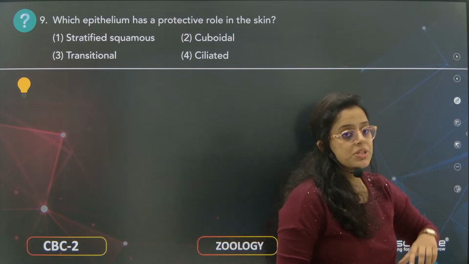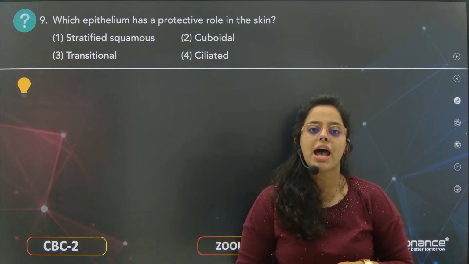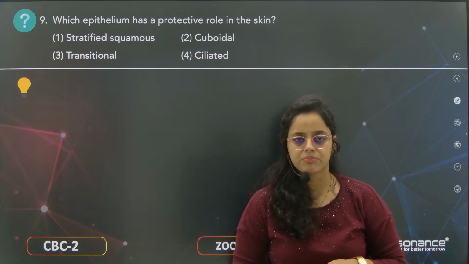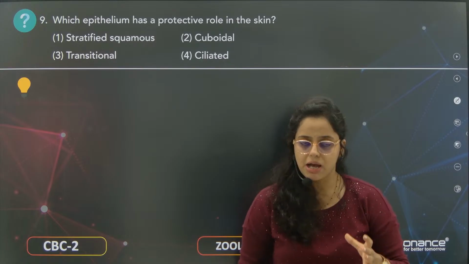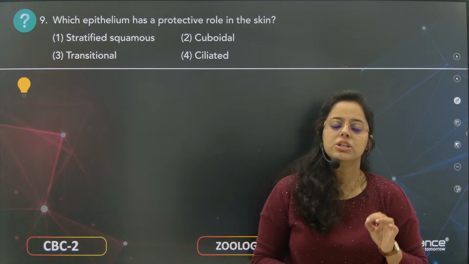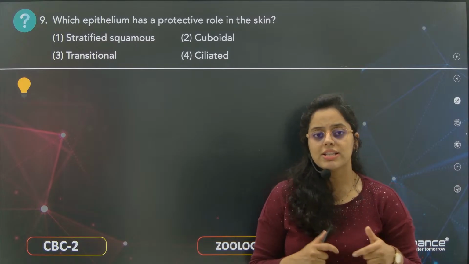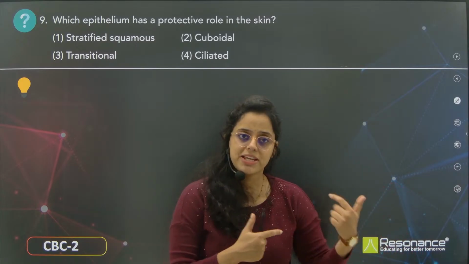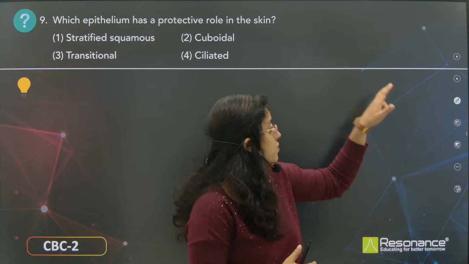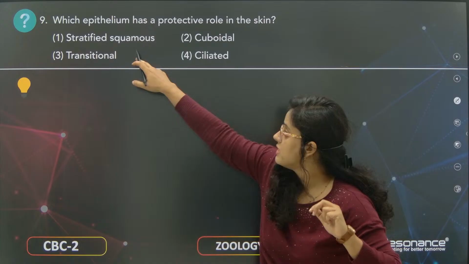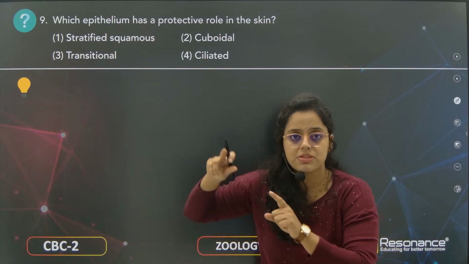Now going to the next question. Which epithelium has protective role in the skin? The stratified squamous, which means it is made up of more than 2 layers of cells. Now what is transitional? They don't have basement membrane, and stratified squamous have basement membrane. So if the basement membrane is present, then they are called stratified squamous epithelium.